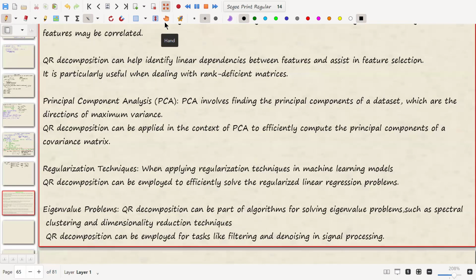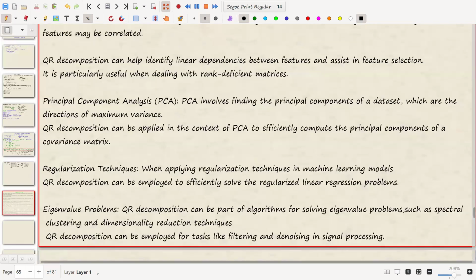LDA. Yes, I purposefully deleted this writing here, but I think it will come here. Eigenvalue problems: QR decomposition can be part of algorithms for solving eigenvalue problems such as spectral clustering, dimensionality reduction techniques, and LDA. I reduced that because it was crossing out of the text. But anyway, it is also helpful in signal processing for denoising.